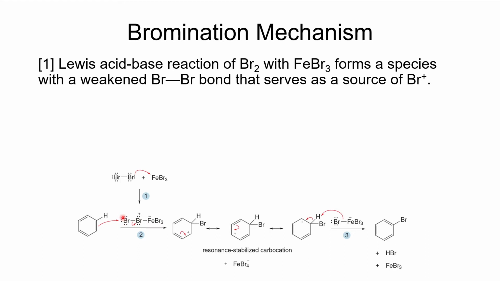Similar to the way that bromine reacts with an alkene and forms the bridged bromonium ion. If you don't remember that, go back and look at chapter 8, and you can look at the bridged bromonium ion. Chapter 10.